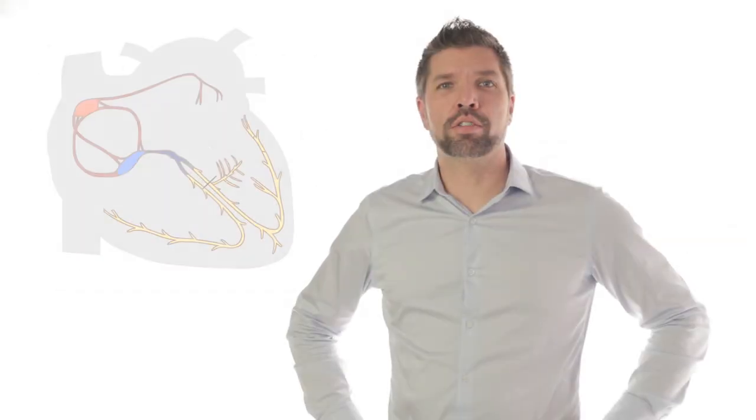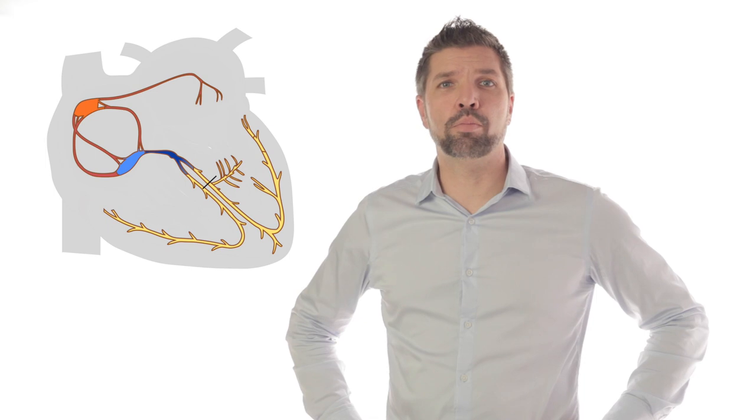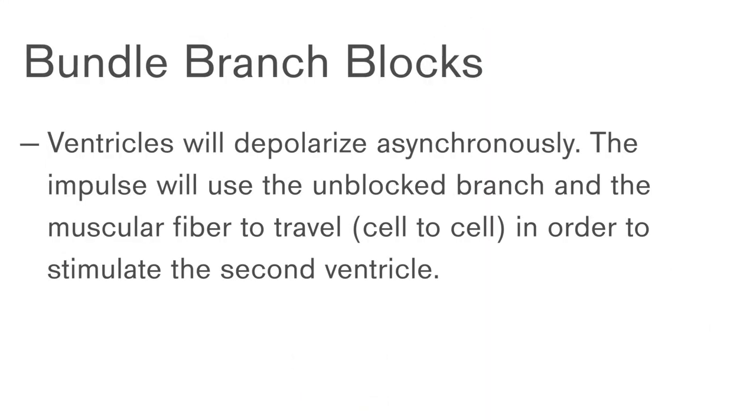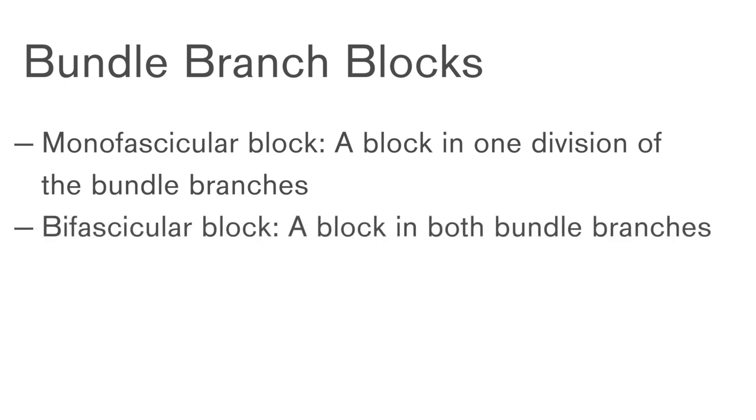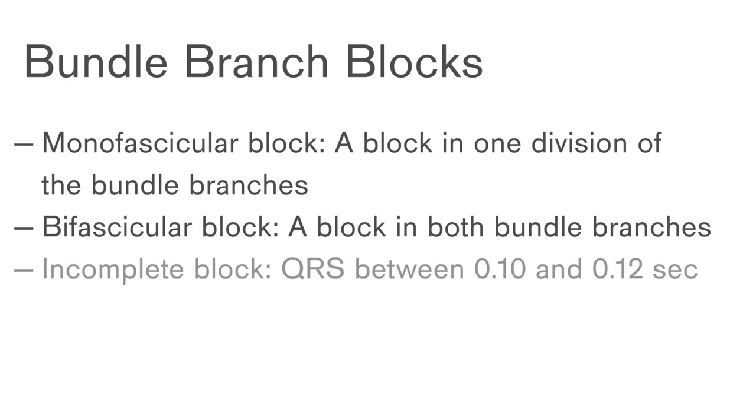As the bundle branches are sending electrical impulse to both ventricles, if one of them is blocked, the electricity will use the unblocked branch, always using the easiest way, to stimulate the ventricle. The electricity will then use the muscular fiber to travel cell to cell in order to stimulate the second ventricle. A monofascicular block is located in one division of the branches, while the bifascicular block will block both divisions. A block can also be incomplete when the QRS length is borderline normal.